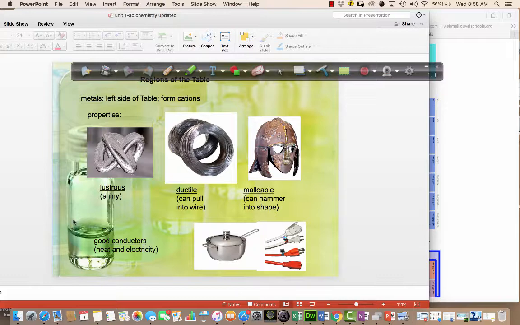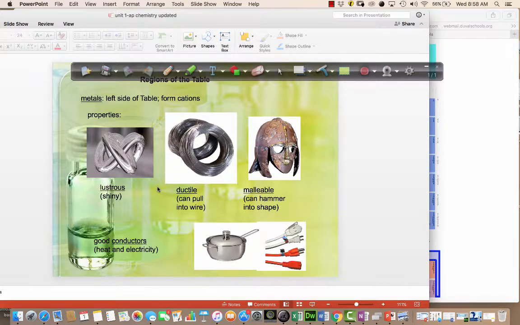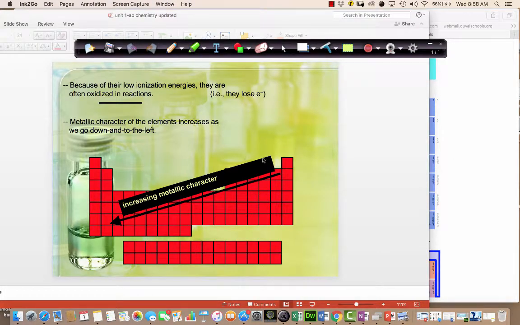Metals are on the left side of the table, except for hydrogen, of course, and they have similar properties. So they're all, or mostly, lustrous, so they're shiny, they're ductile, which means you can pull it into a wire, they're malleable, and they're good conductors of heat and electricity, and all of these properties are basically due to the fact that they make metallic bonds. Now metals will also form cations, which means they lose electrons to become positively charged.